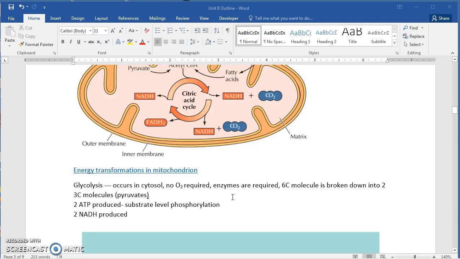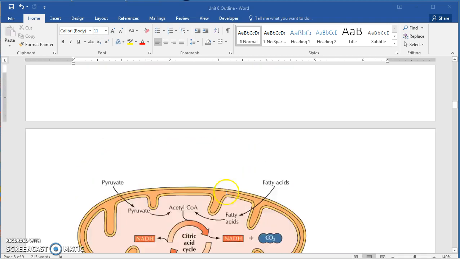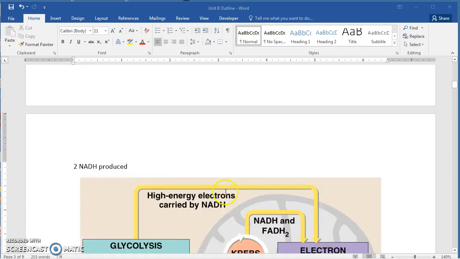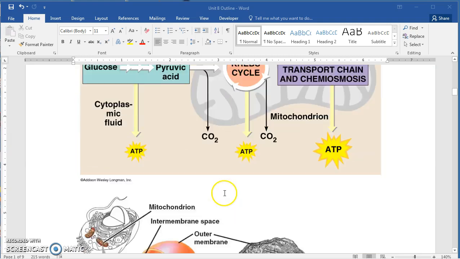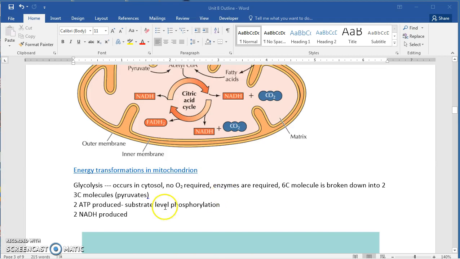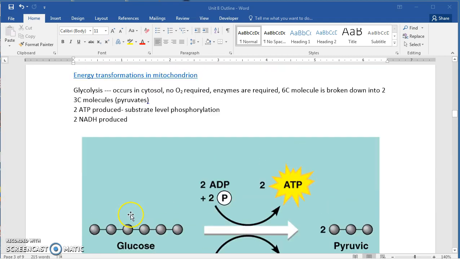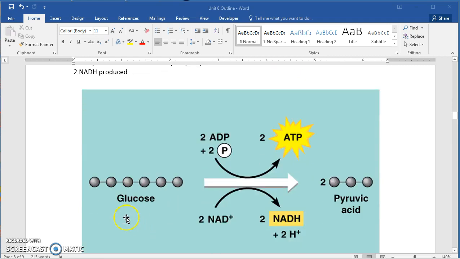Okay, so this is glycolysis. Just to go back here and take a look. It looks like I have it twice. I've mentioned that already. 2 ATPs are produced, 2 NADHs. So here's a short form of what happens in glycolysis.